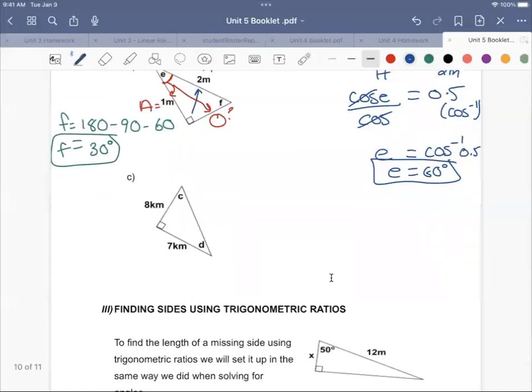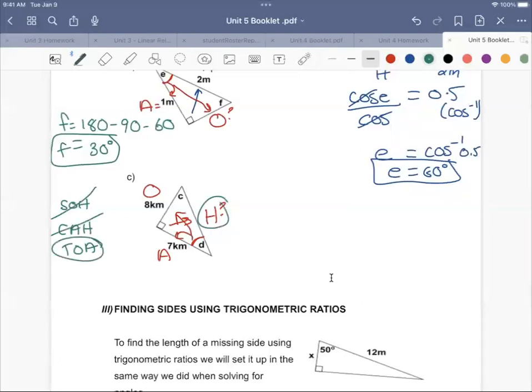We do that one more time. We will take a look here, and I'm going to label all of my angles. H is unknown. If, say, I'm solving for D, my opposite is 8 kilometers, and my adjacent is 7 kilometers. I know I don't know H, so I can't do sine, I can't do cosine, I can use tan for the tangent.